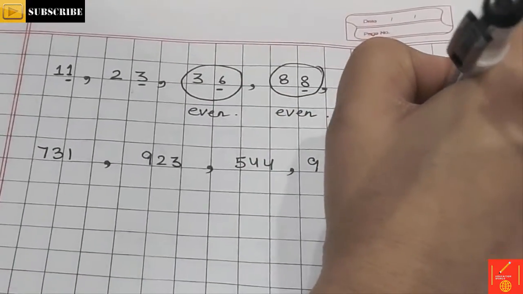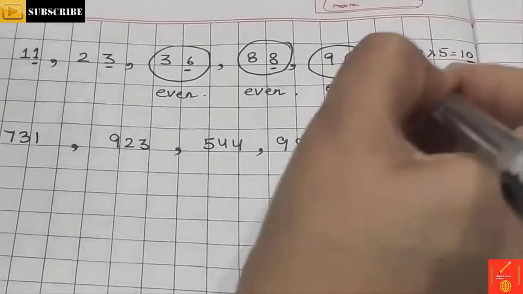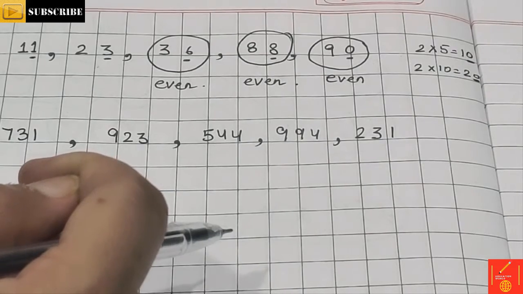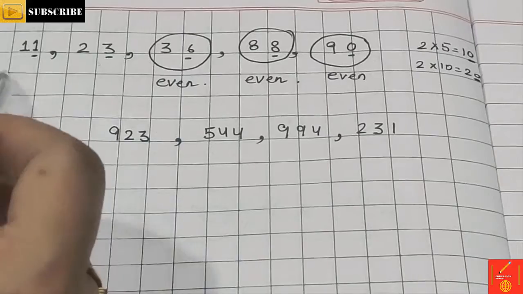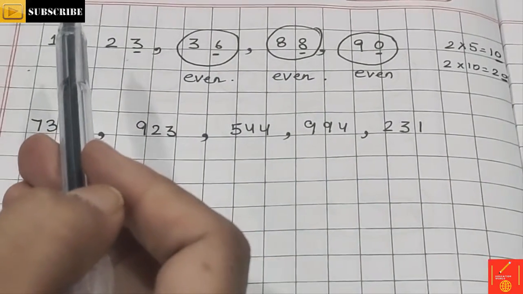Again, if you can see, we have 2 tens, 20. So 0 does come in the table of 2, and we can say that this is an even number. This was the case when we have 2-digit numbers.